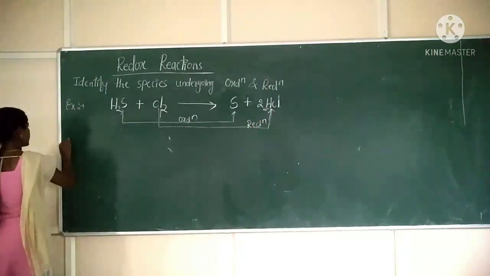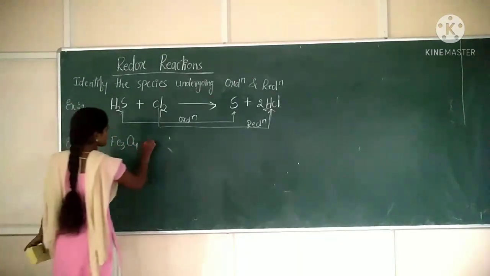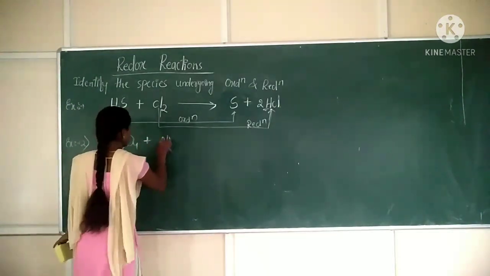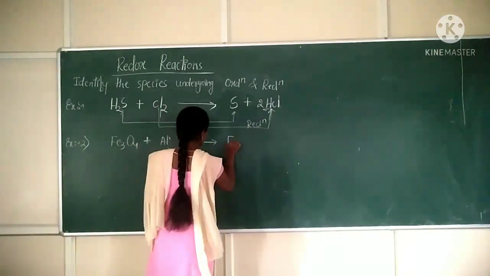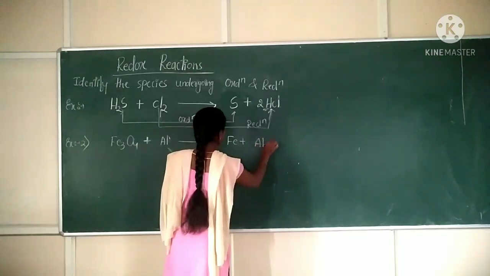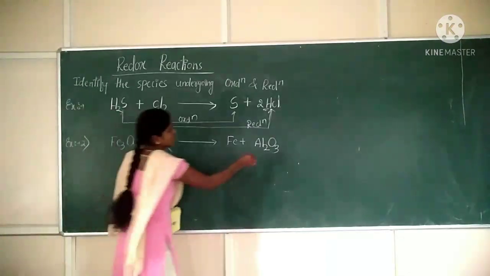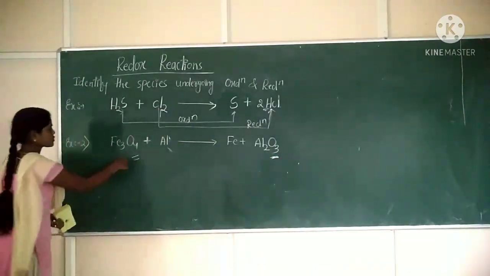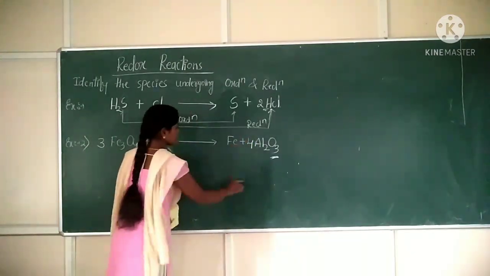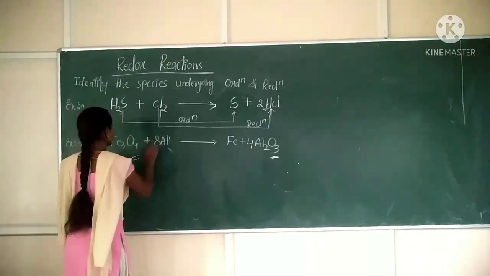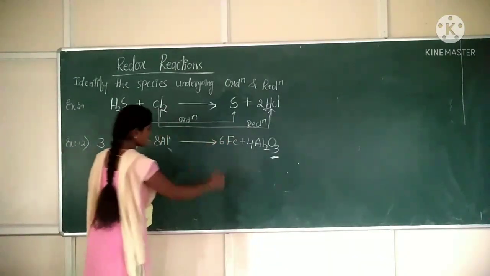Second example. Fe3O4 reacts with aluminium. It forms Fe plus Al2O3. Balance the reaction. 3 oxygens are there in Al2O3 and 4 oxygens in Fe3O4, so multiply by 3 and multiply here by 4. 2 fours are 8, so 8 aluminium. 3 into 3, 6 iron atoms are there, so 6 iron atoms at the product side.